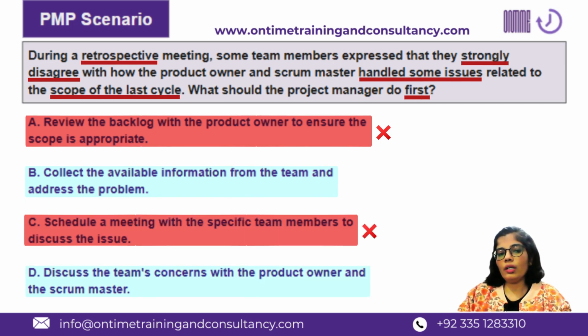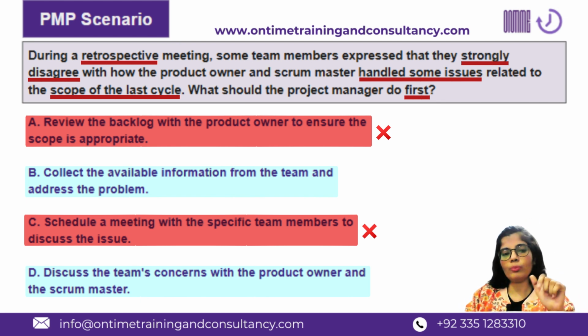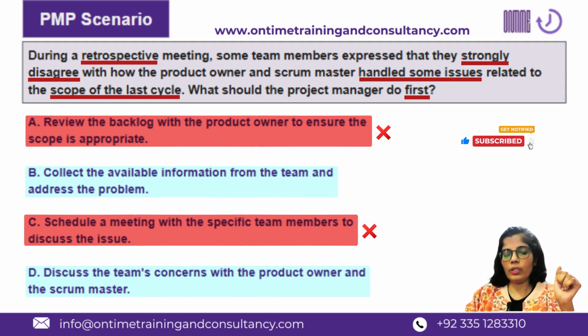D, discuss the team's concerns with the product owner, scrum master. Now, why is this a bad idea? In fact, when you see all these options, you would feel that D is the best thing to do. That if the team is in conflict with certain perspectives, as a project manager, you represent them to the product owner and scrum master, and you discuss the matter with them on their behalf.